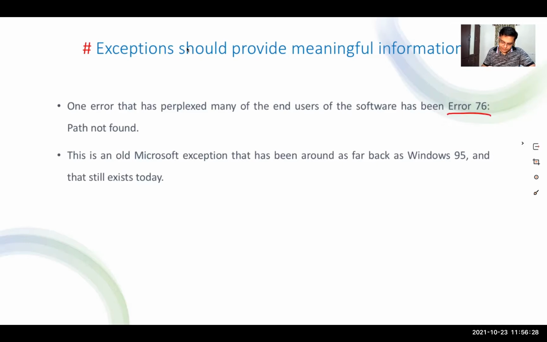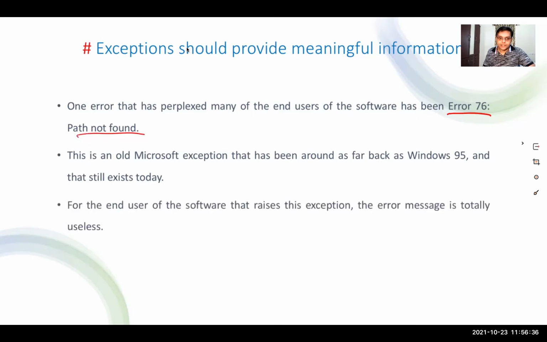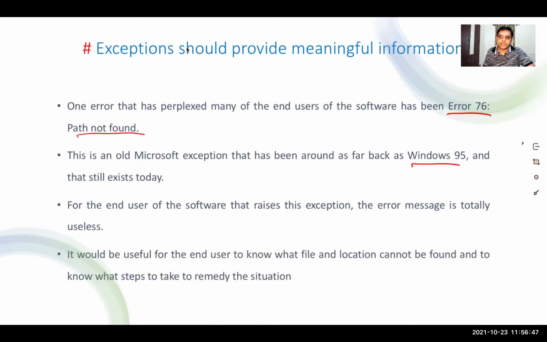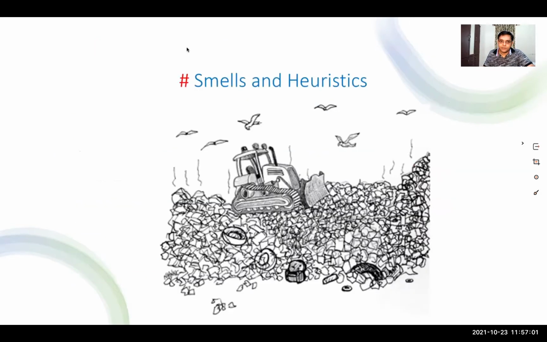Take error 76, an old software error in the old Microsoft exceptions: path not found. It dates from way back in 95, and some of them still exist. This exception doesn't tell anything: which path, where is the location, what it is looking into. Just getting this error will not help us, because it can come for various reasons. So don't do it like that. Give very meaningful and specific information in exceptions. We'll cover a little bit more on the smells and heuristics.